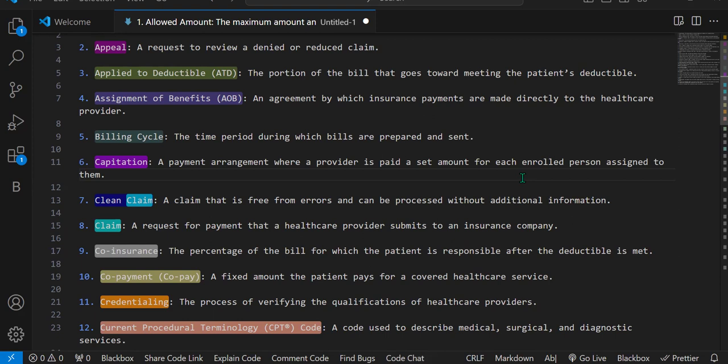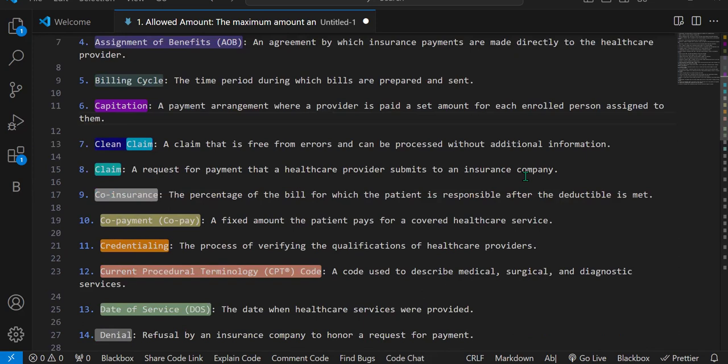So what is credentialing? This thing also I have discussed in the earlier class. The process of verifying the qualification of healthcare providers. Whether the doctor is qualified or not, you have to check through credentialing. Every doctor has an NPI number, National Provider Identification Number. With that number, we can identify whether the healthcare provider is valid or not. That is called credentialing.